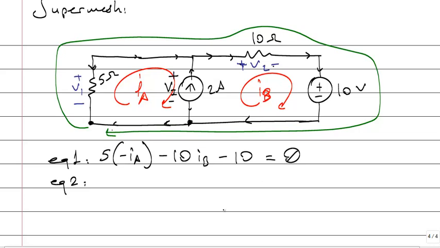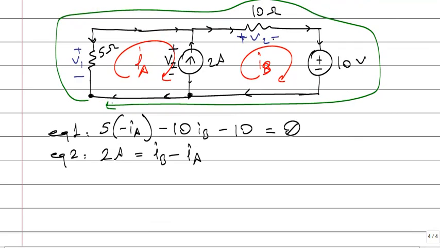Then I will need the second equation. It will come from the current source. 2 amps is equal to supporting minus opposing. Okay, so it's very, very much easier than the previous one. 3 equations, 3 unknowns, that set of equations is more difficult than this one. So let me solve using the supermesh.